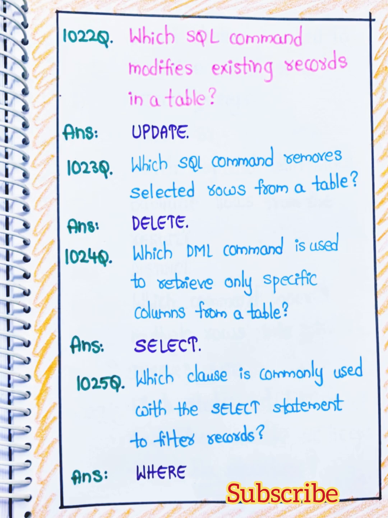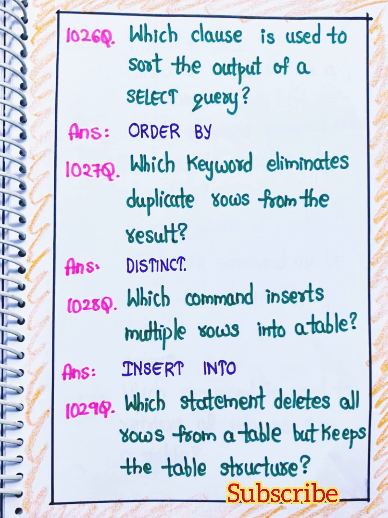Which clause is commonly used with the select statement to filter records? Where. Which clause is used to sort the output of a select query? Order by. Which keyword eliminates duplicate rows from the result? Distinct. Which command inserts multiple rows into a table? Insert into. Which statement deletes all rows from a table but keeps the table structure?